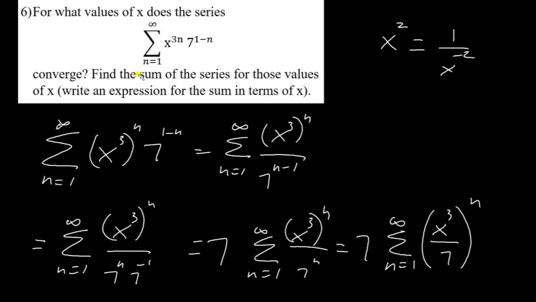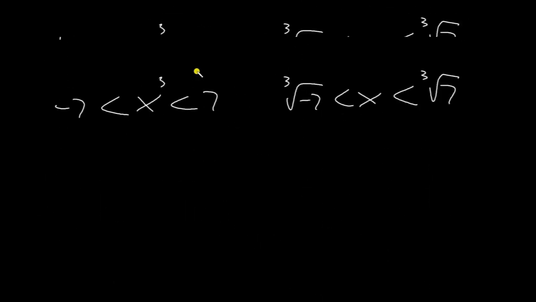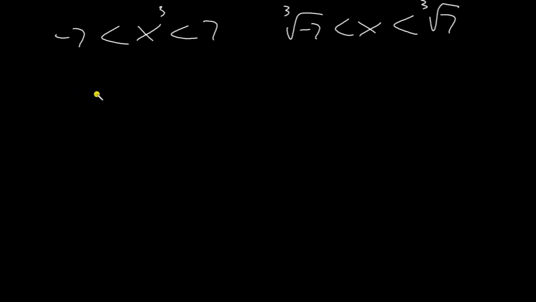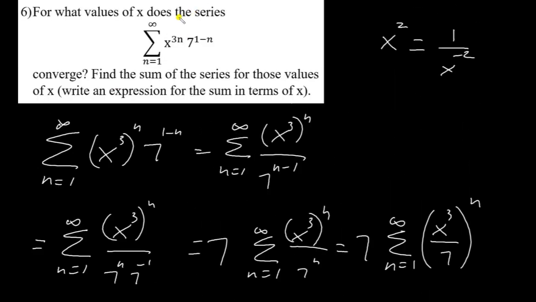Okay, so now we need to find the sum of the series. How do we do that? We can use the formula for the infinite sum of a geometric series, a1 over 1 minus r. So a1 is the first term, right? That's what's going to happen when you plug in 1 for n. So the first term will be x to the 3 times 1 times 7 to the 1 minus 1, 7 to the 0, so it just goes away. And the first term is just equal to x cubed, right?